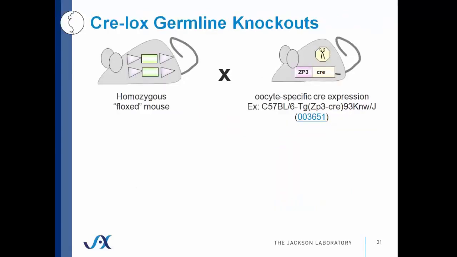Okay, so let's move on to how the Cre-lox system can be used to generate germline or whole body knockouts. And this is accomplished by breeding your floxed mice, again here, floxed mice of interest, to a germline specific Cre. In this case, it's a ZP3 Cre, which is expressed in the zona pellucida, so it has oocyte specific expression. So therefore, it's only going to be expressed in the female germline.